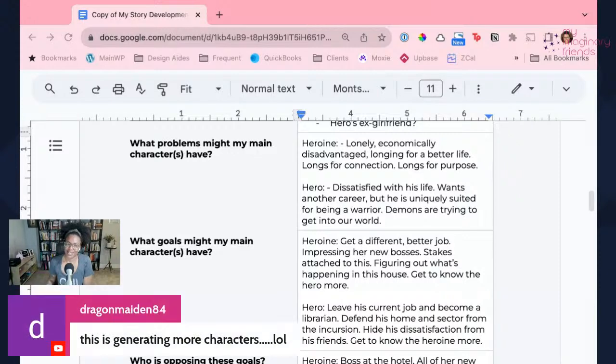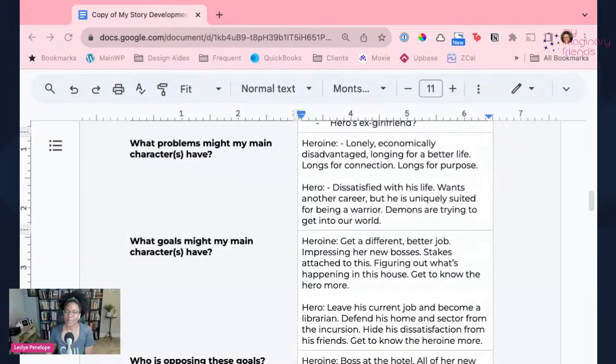And Dragon Maiden said, this is generating more characters. It does tend to do that. I will dump out all the characters at this stage, and then later on really see if I can combine them, because I might not need all of them. Sometimes it's like, okay, there's a character doing X and a character doing Y. Could that be the same person? Is there any way that I can consolidate? Because consolidating your cast is often a good idea. So yeah, that is another tip to do.